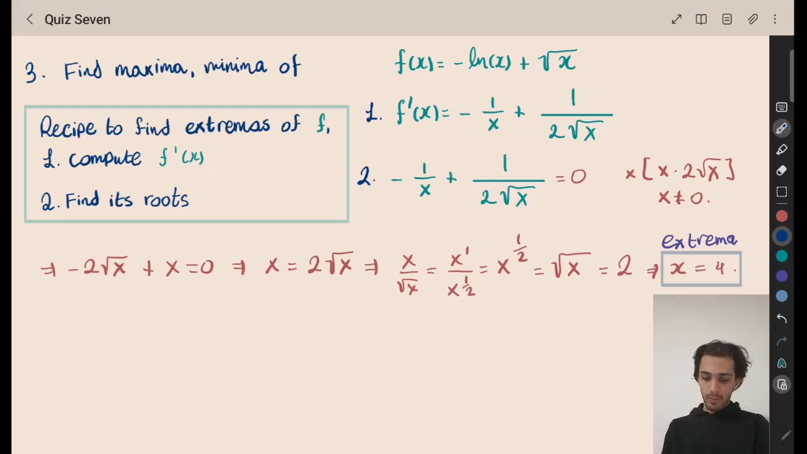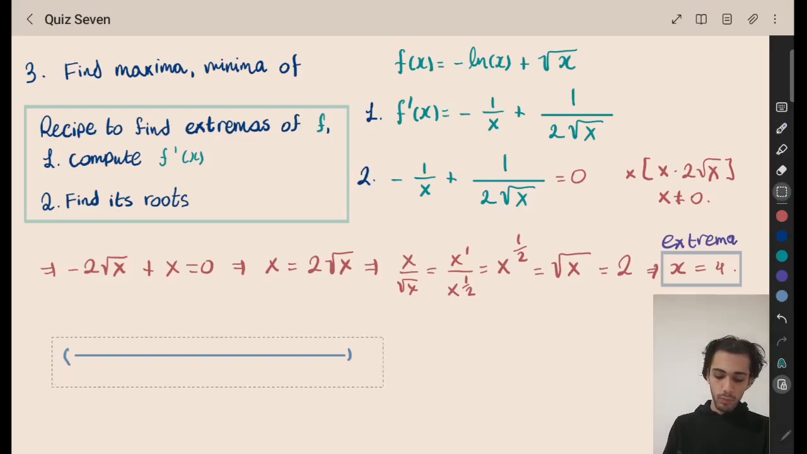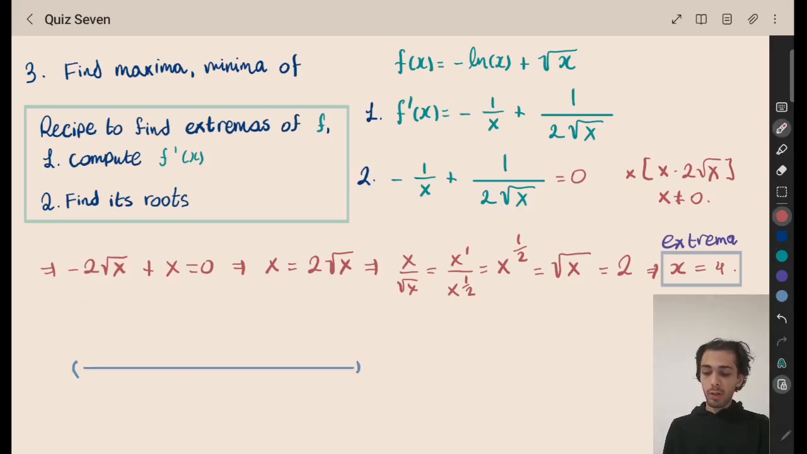Yeah. But it shouldn't be too difficult. So what is the other way we can do this? Other way we can find out whether the function has a maximum or minimum.